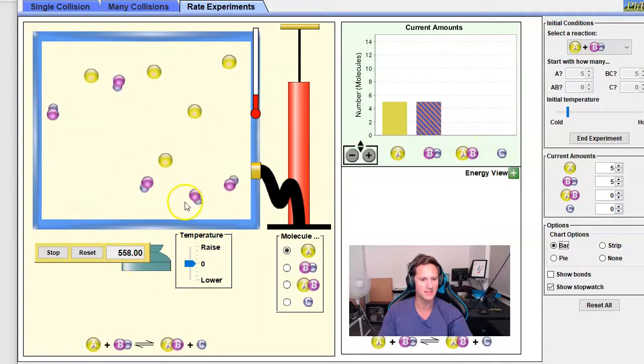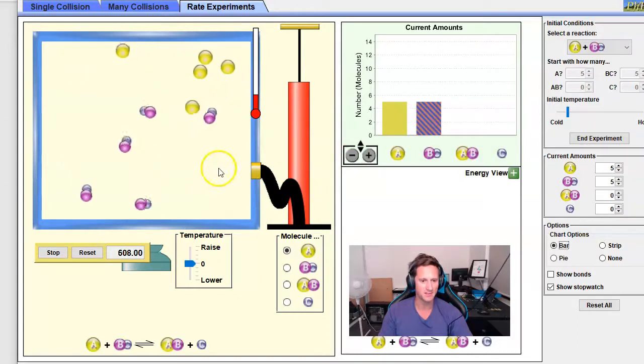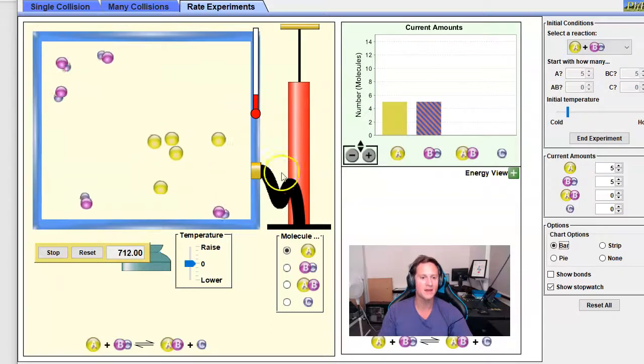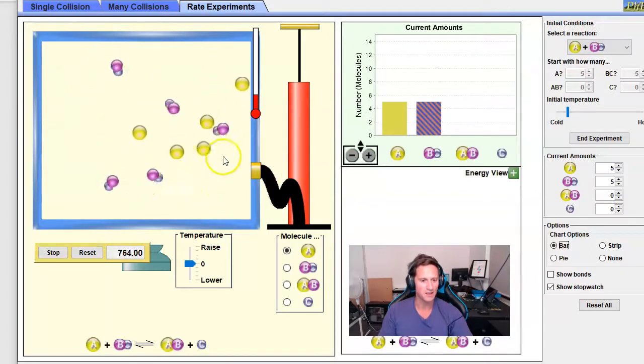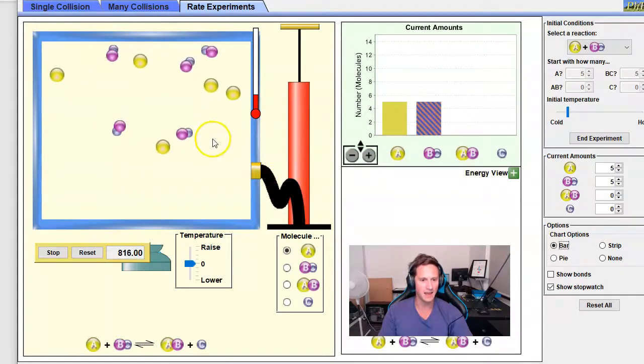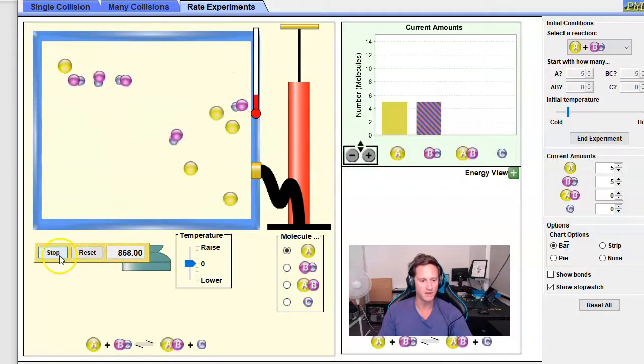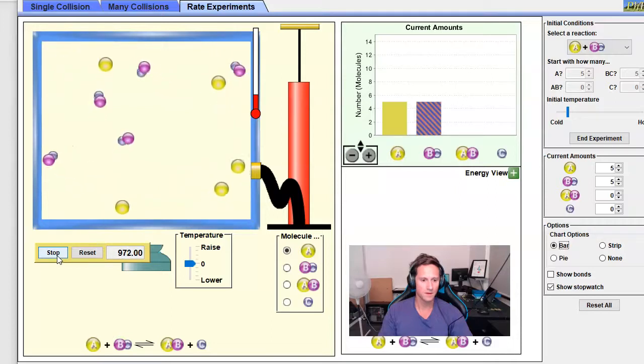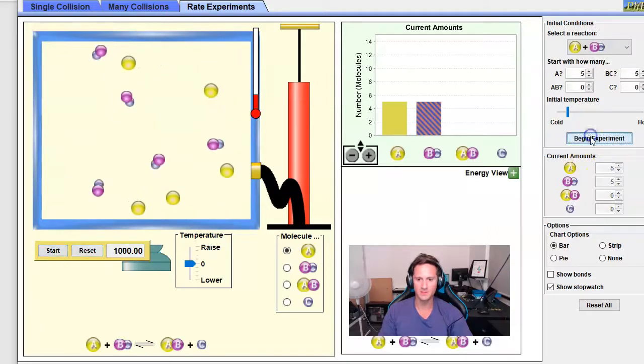And you can probably see that when there's fewer reactant particles, they collide less frequently because there's fewer of them, and there's also a lower chance that they're going to orientate correctly because of that reduced number of particle collisions. So we'll stop the experiment, and we'll see that not a single one actually produced product. So that gives us an indication.